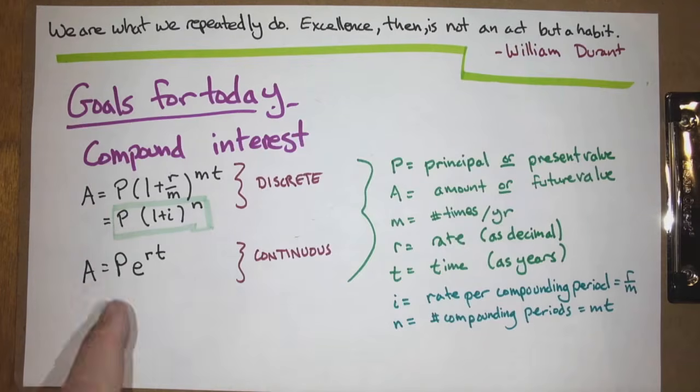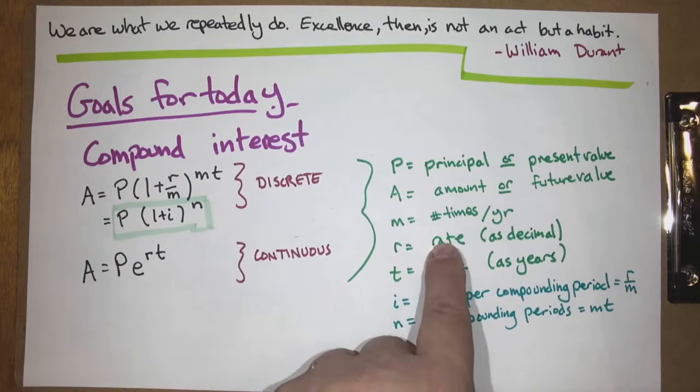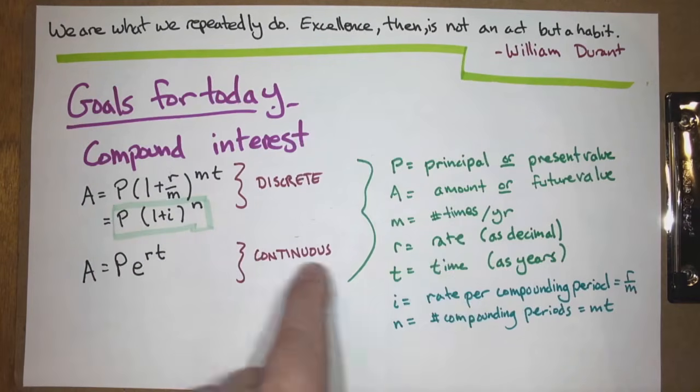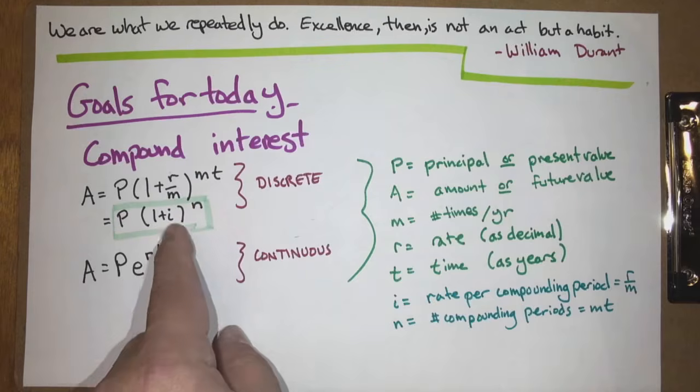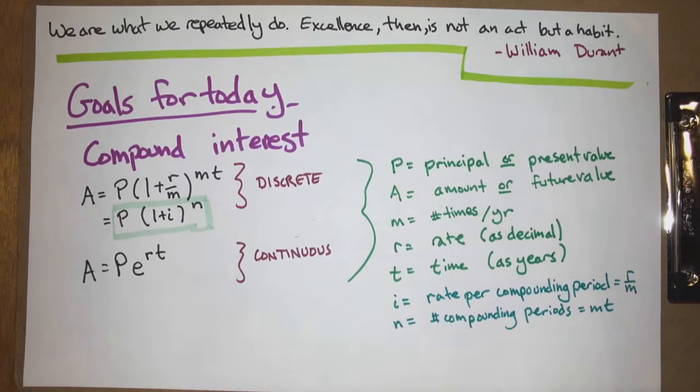So we wrote this before as P times 1 plus r over m, to the power m times t. So r is our rate, and m is the number of times per year that we compound. So that's why r over m is this i. And then m times t, well, that's how often we compound it. So that's why m times t equals n.